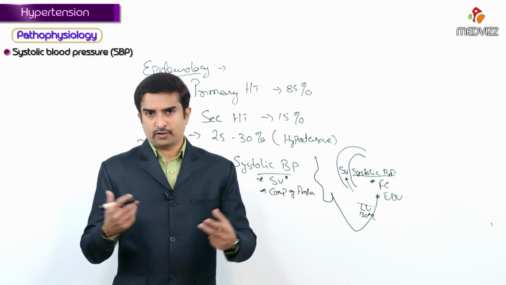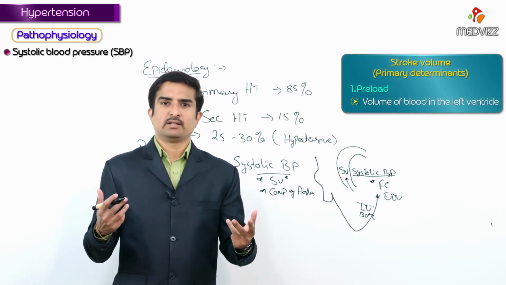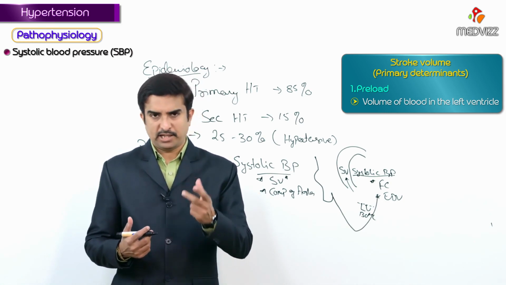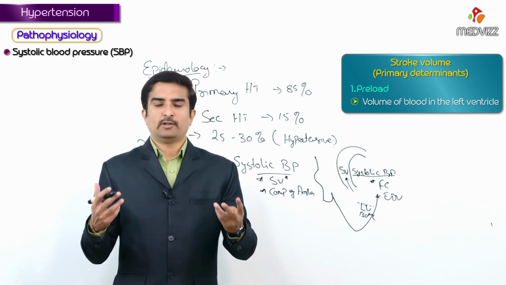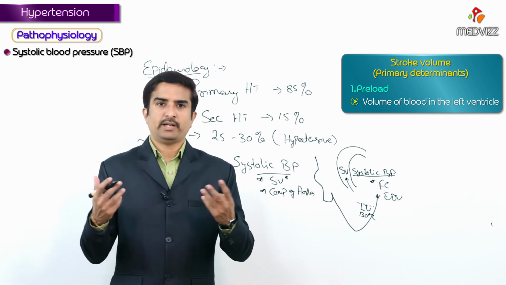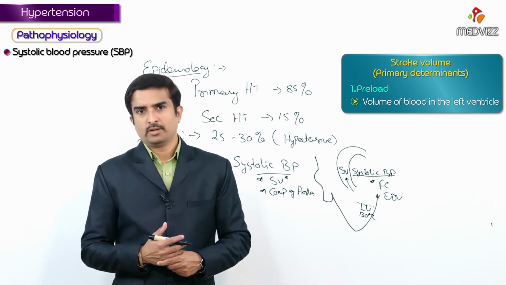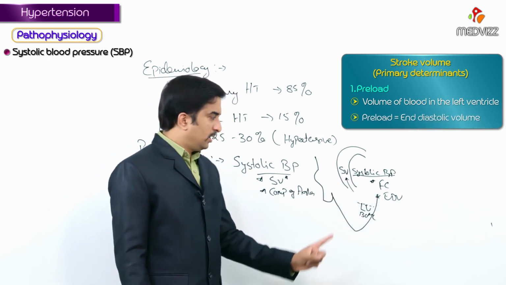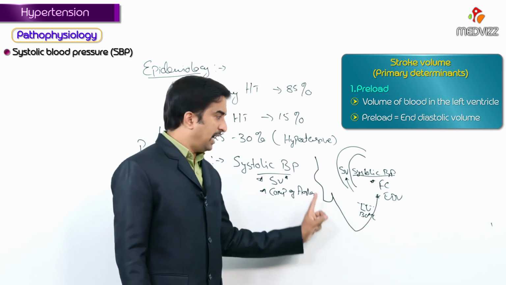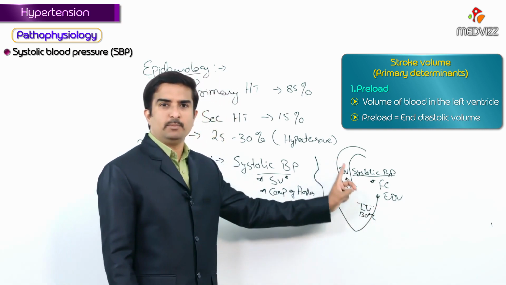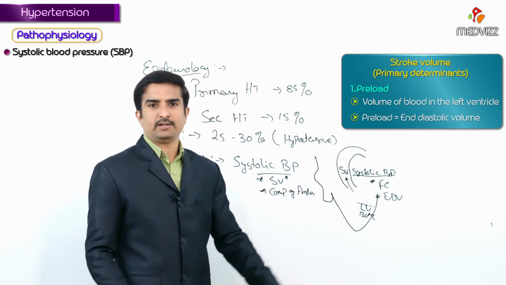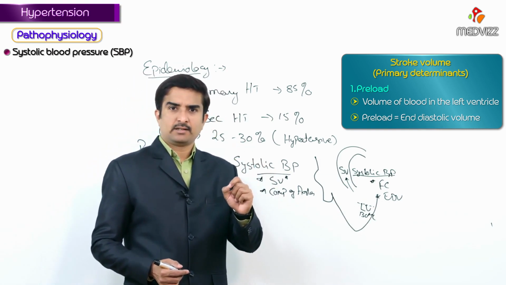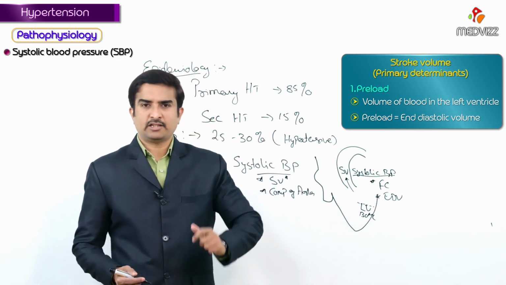Preload as well as afterload. Preload means the volume of the blood in the left ventricle. If the volume of the blood in the left ventricle is more, automatically the stroke volume will be greater. Remember that preload is nothing but end diastolic volume. If the preload is greater, which means if the end diastolic volume is greater, stroke volume will be greater, systolic BP will be elevated.